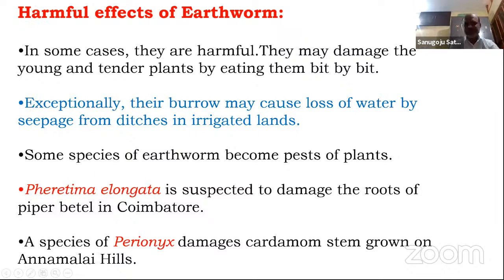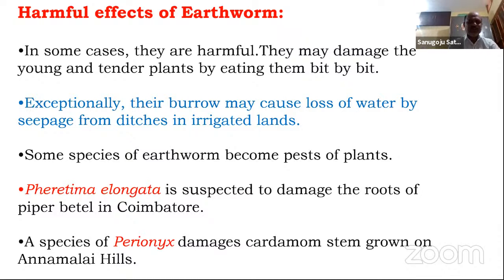A species of Perionyx damages the cardamom plant stem grown on the Annamalai hills. Annamalai hills are in South India. In the hills, a Perionyx species is present which damages the cardamom stem. Cardamom is a type of plant which is used as a spice for making curries.